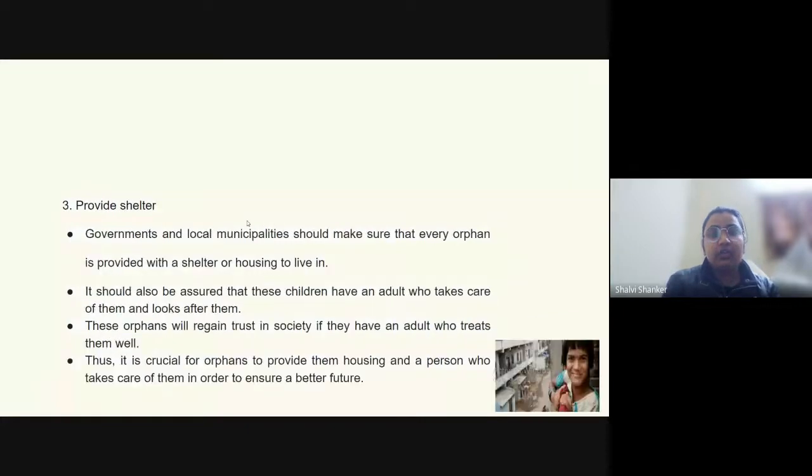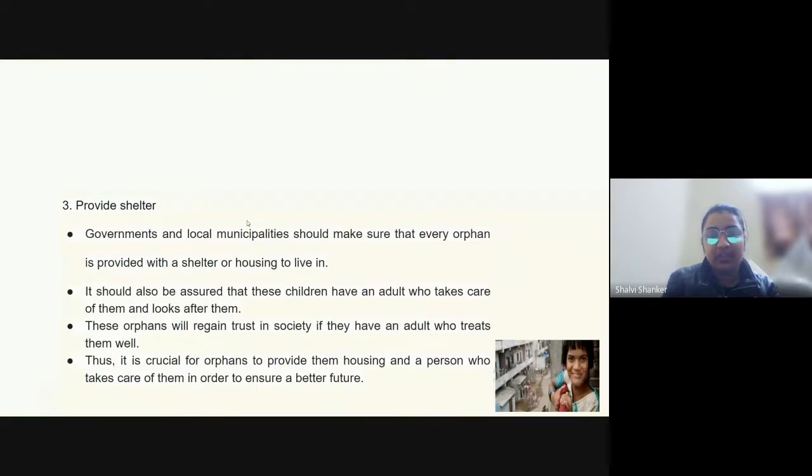Provide shelter. Government and local municipalities should make sure that each orphan is provided shelter in a house. It should also be assured that these children have an adult who takes care of them and looks after them. These orphans will regain trust in society if they have adults who treat them well. Thus, it is crucial for an orphan to be provided housing with a person who takes care of them and ensures a better life in future.